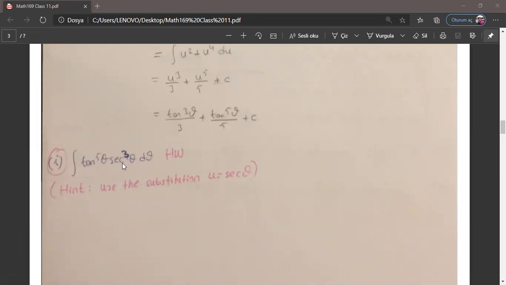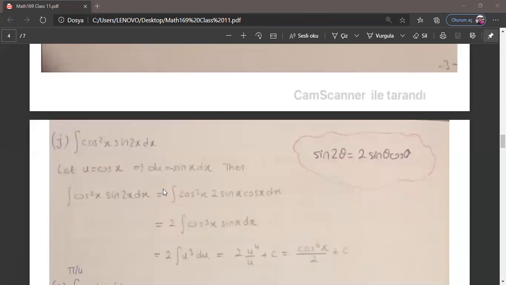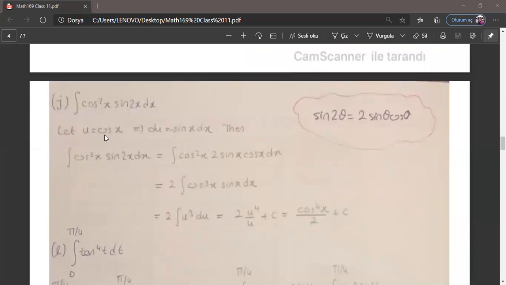Here's another example. So here's the gift for Christmas for you. There's a hint. Okay. So let's look at this question. Now we will substitute u equals cosine x. Okay. Then what do we have? du equals minus sine x dx. Remember, sine 2 theta is equal to 2 sine theta cosine theta. So we will use that to rewrite this integral in this form.